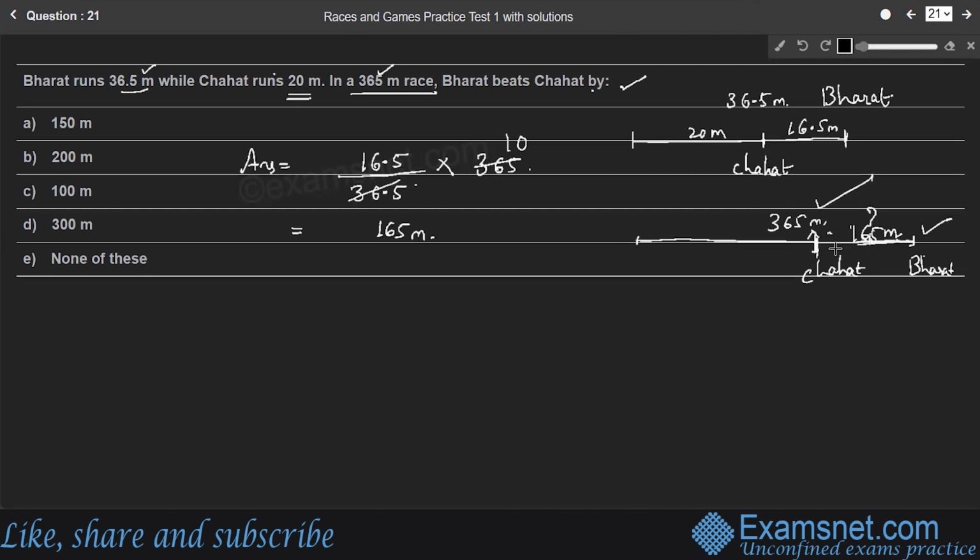Therefore, look at the options. None of these is the answer. The correct answer is 165 meters, which is not given in the options. So option E is the right option.